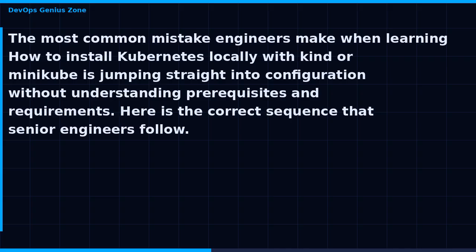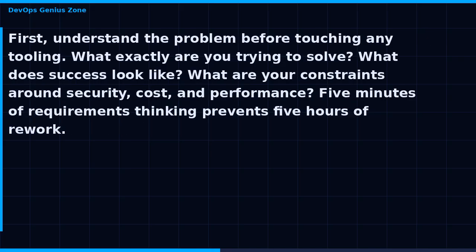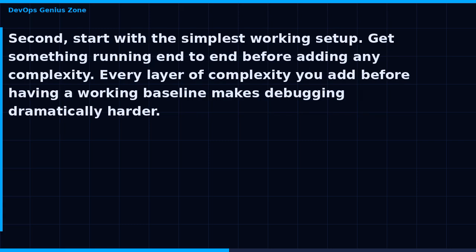Second, start with the simplest working setup. Get something running end to end before adding any complexity. Every layer of complexity you add before having a working baseline makes debugging dramatically harder. Third, version control every single thing from day one. Every configuration file, script, and infrastructure definition goes into Git with meaningful commit messages.